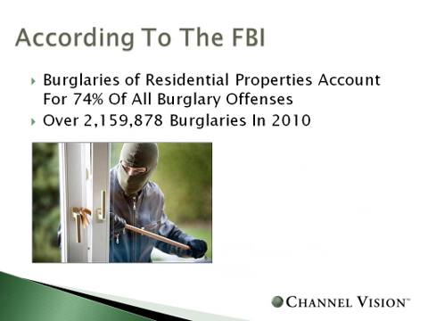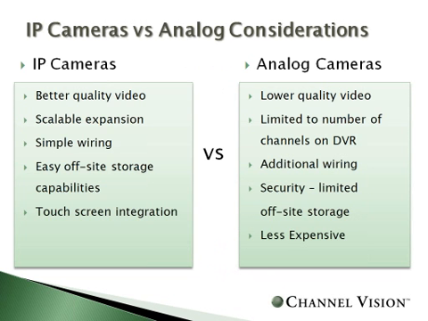Another reason you may consider that is that according to the FBI, over 74% of all burglaries are residential applications, and over 2 million burglaries occurred in 2010 alone. So now there's IP, there's analog cameras, and why should you consider each option?